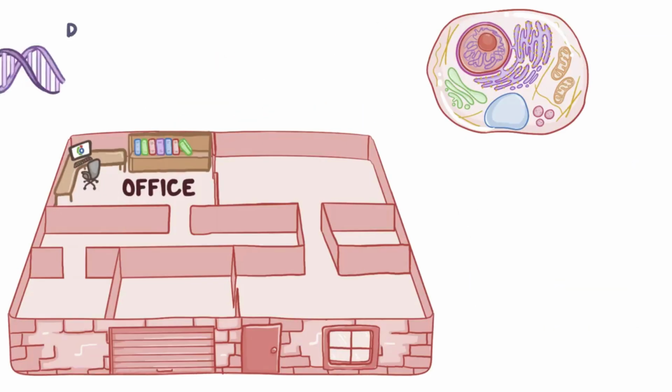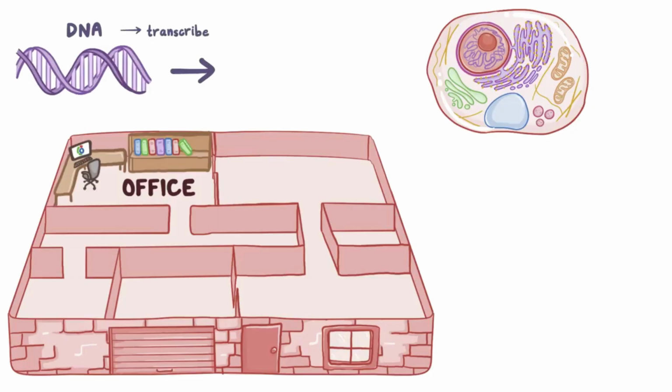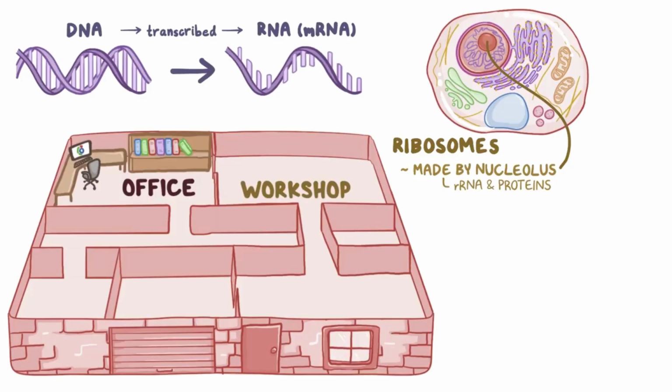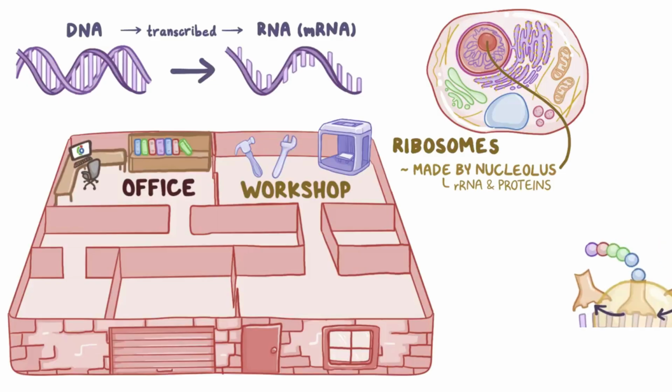Now, to make a protein, the DNA of a particular gene has to be transcribed or copied over into RNA, specifically messenger RNA or mRNA. Special structures inside the cell called ribosomes can then use the mRNA copies to produce proteins. The ribosomes are made by a structure within the nucleus called the nucleolus, out of ribosomal RNA or rRNA and proteins. They're like the workshop of our cell apartment, with mini 3D printers, printing up various spare parts or tools for the apartment, which is the analogy for protein synthesis.